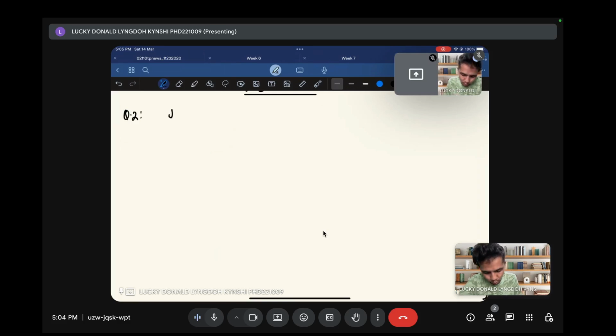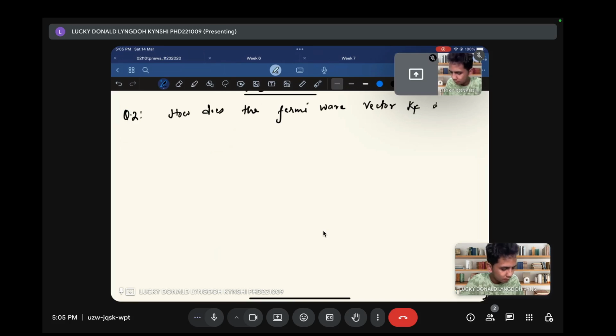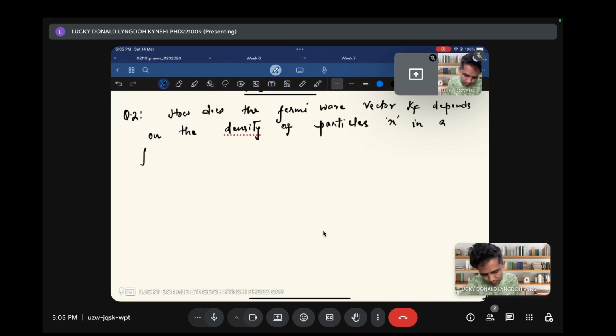Which says: how does the Fermi wave vector kf depend on the density of particles n in a free Fermi gas?